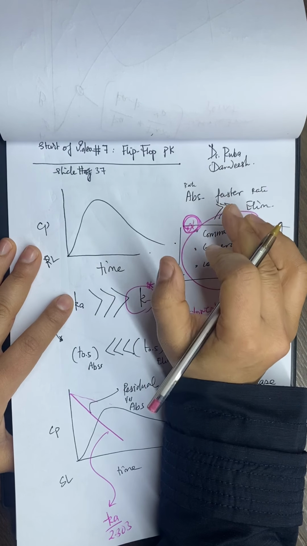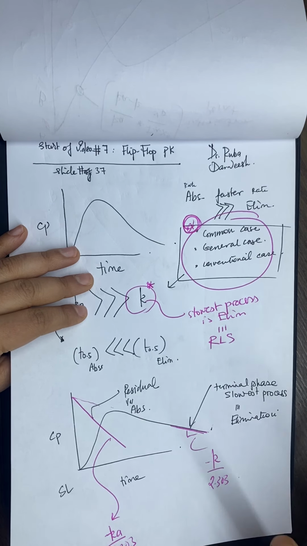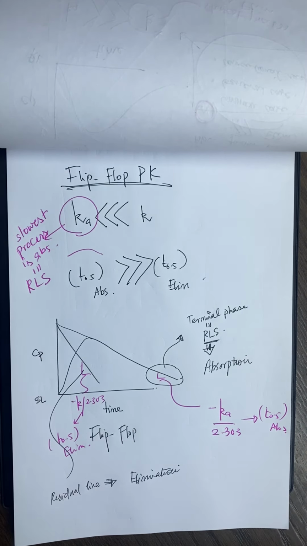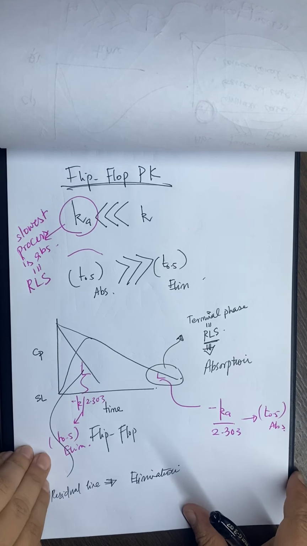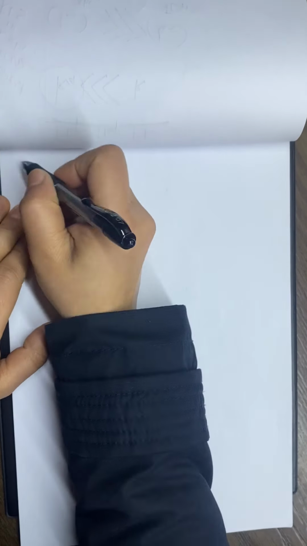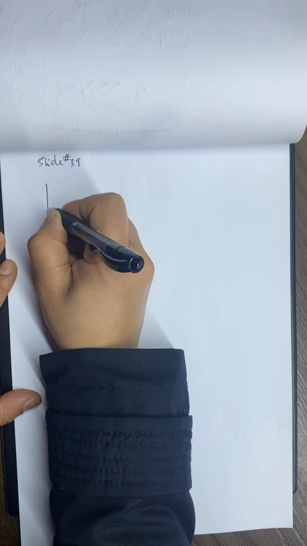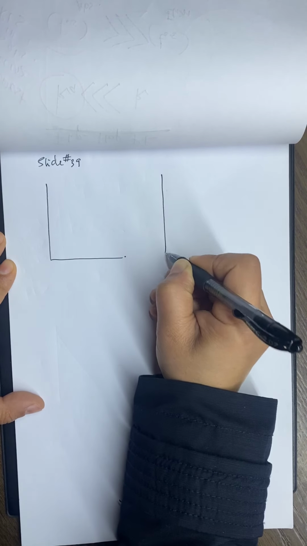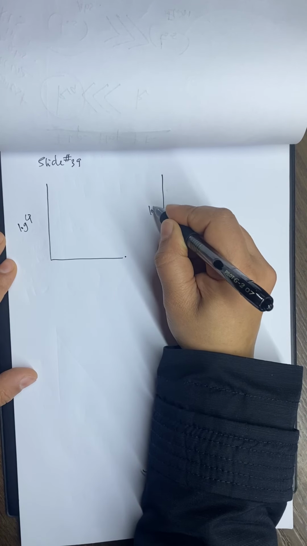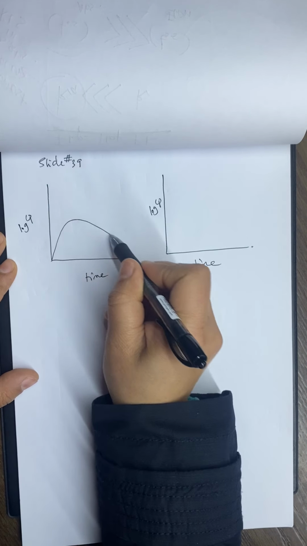Usually, unless we mention that it's flip-flop kinetics, it will by default be the common case, in which the absorption is faster and the terminal phase is related to elimination. Okay, so if you go to your slide 39, you'll find that we have two options, right? And we have log Cp versus time.